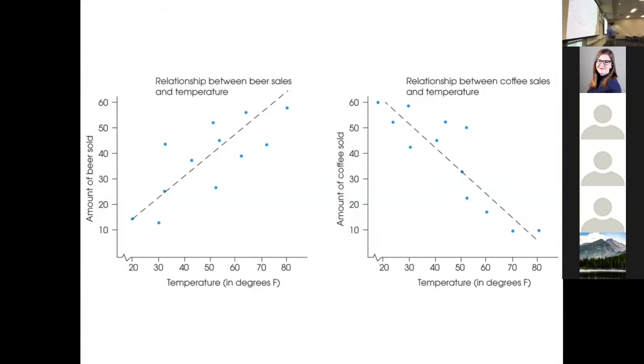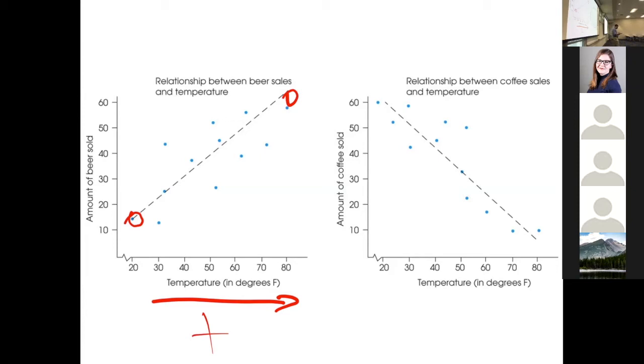So you can see here an example, the relationship between beer sales and temperature. As temperature increases, so too do beer sales, right? At 20 degrees, there's not that much beer sale, but at 80 degrees, beer sales go way up. So would this be a positive or a negative correlation, temperature and beer sales? Positive, exactly. That is a positive correlation.